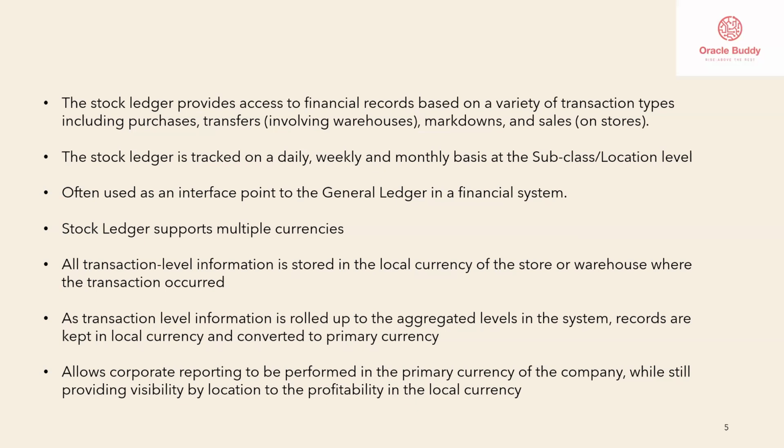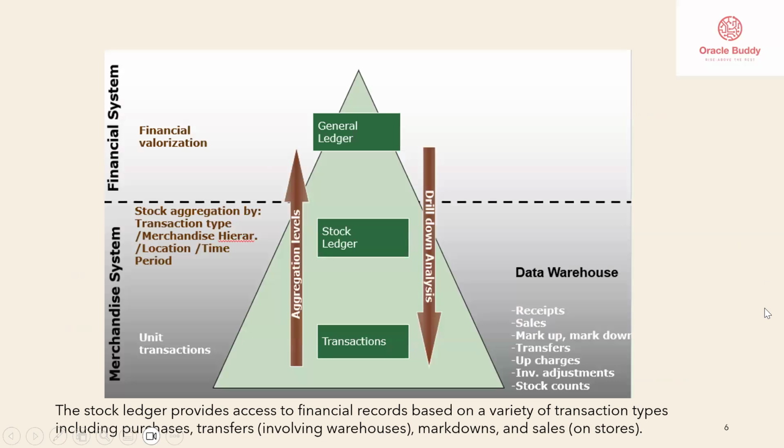Stock ledger supports multiple currencies. All transaction level information is stored in the local currency of the store or warehouse where the transaction occurred. As transaction level information is rolled up to the aggregated level in the system, records are kept in local currency and converted to primary currency. All corporate reporting is performed in the primary currency of the company, while still providing visibility by location to the profitability in the local currency.